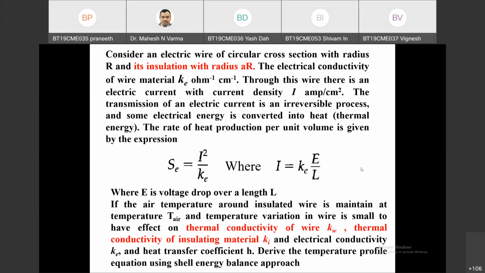Now here, what you need to do? You need to apply the fundamentals which we had covered in momentum transfer as well as in the previous two cases of heat transfer also.